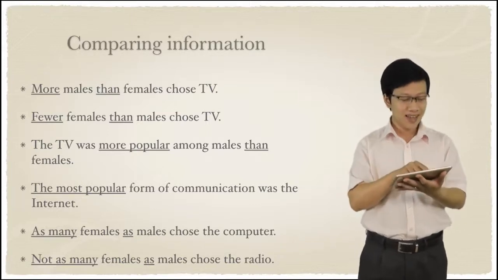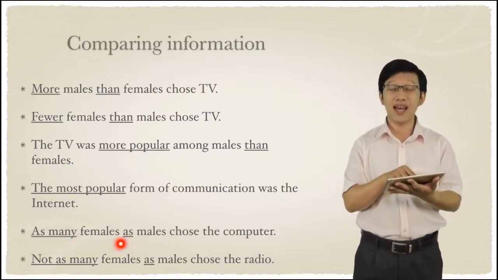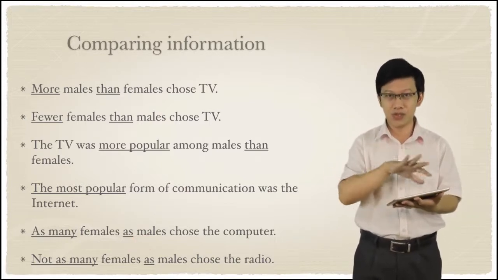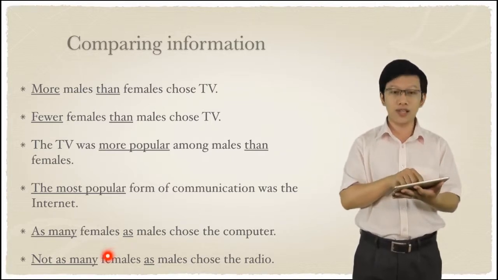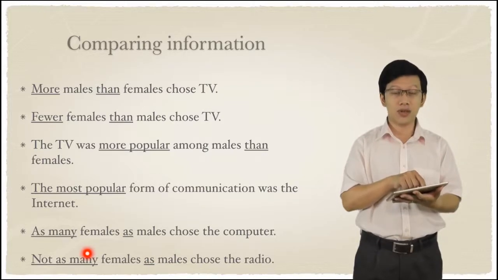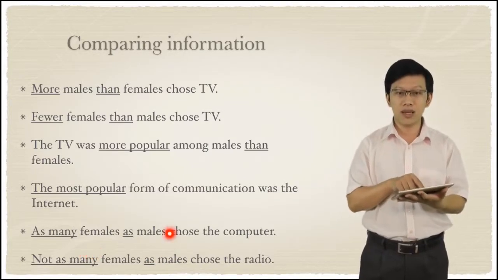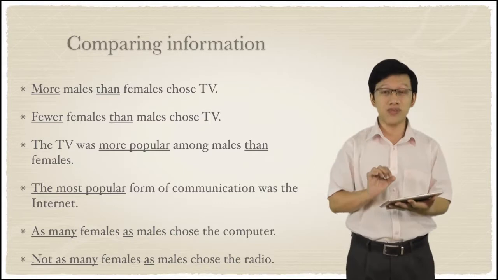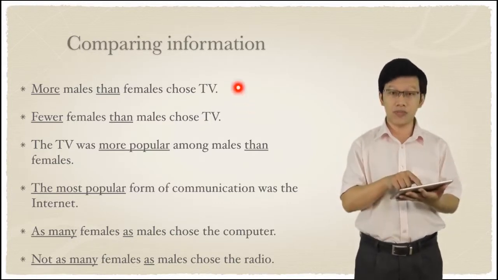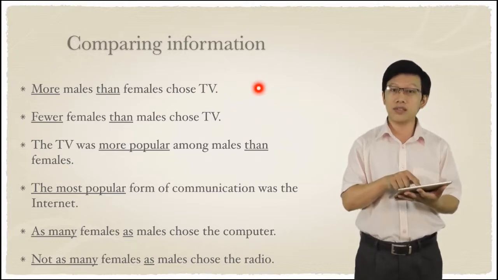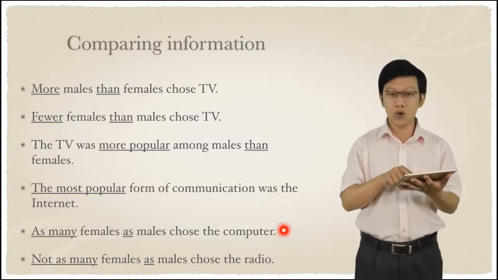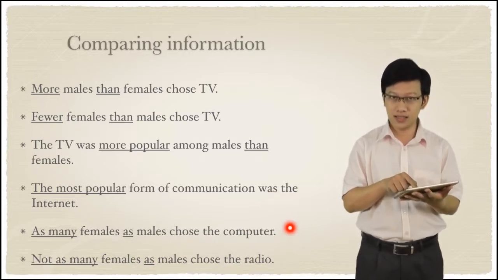You can also use the equal comparison structure. For example, I said, as many females as males chose the computer. That means the same number between females and males. Or you can say, not as many females as males. This means fewer females than males. Alright? Not as many as means fewer. So we can see that we got lots of different structure for comparison. We can use comparative, more or less, and then superlative, the most, and then equal comparison, like as.